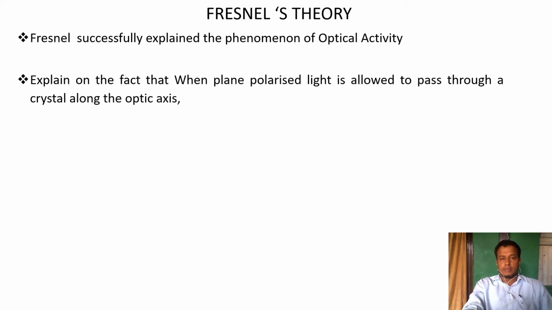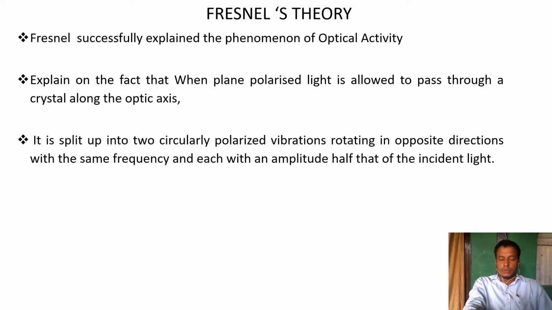In this explanation, he assumed that when plane polarized light is passed through a crystal along the optic axis, it splits into two circularly polarized vibrations rotating in opposite directions, with the same frequency, and the amplitude is half of the incident one. This is the assumption he made.